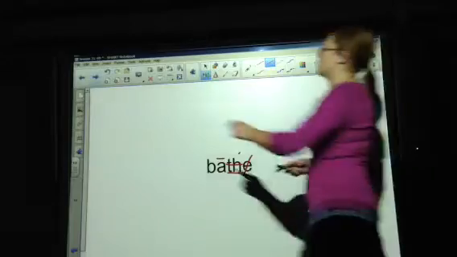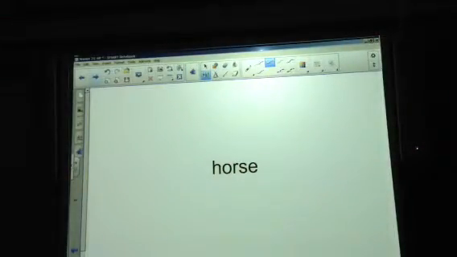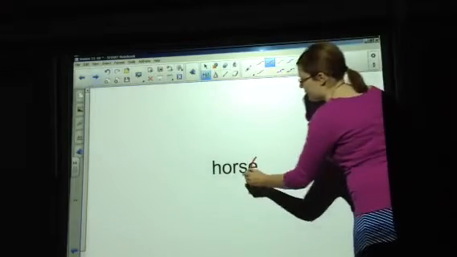Sometimes we'll have a word like this. Horse. How many sounds are there between the E and the O? Two. What are they? R and S. The sneaky E is too far away and can't kick the vowel to make it long. So you just cross the E out because it's still not making any noise.